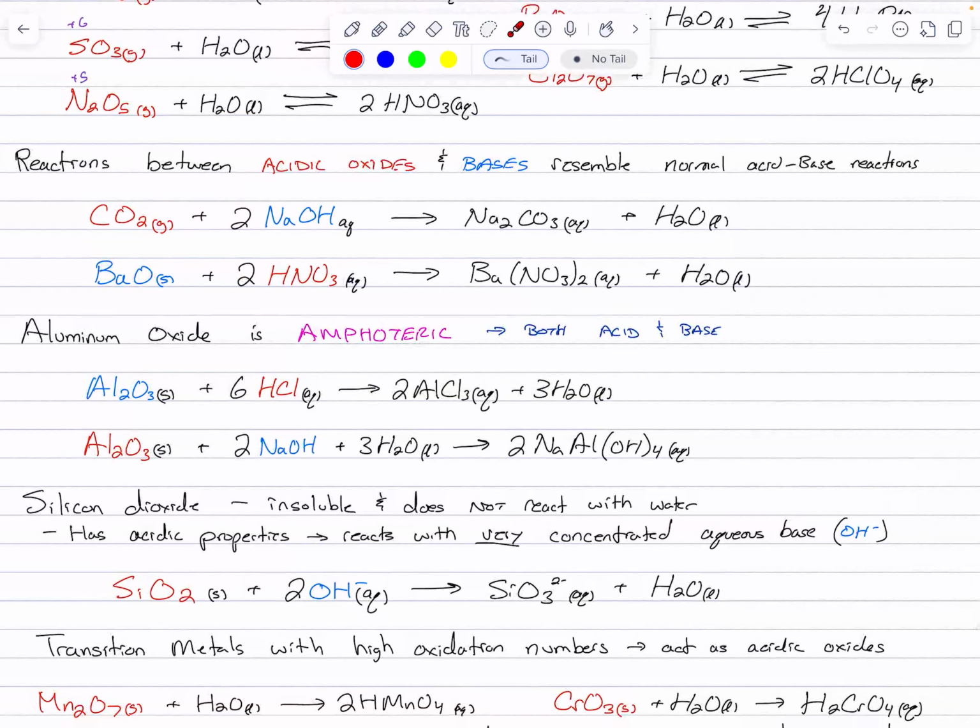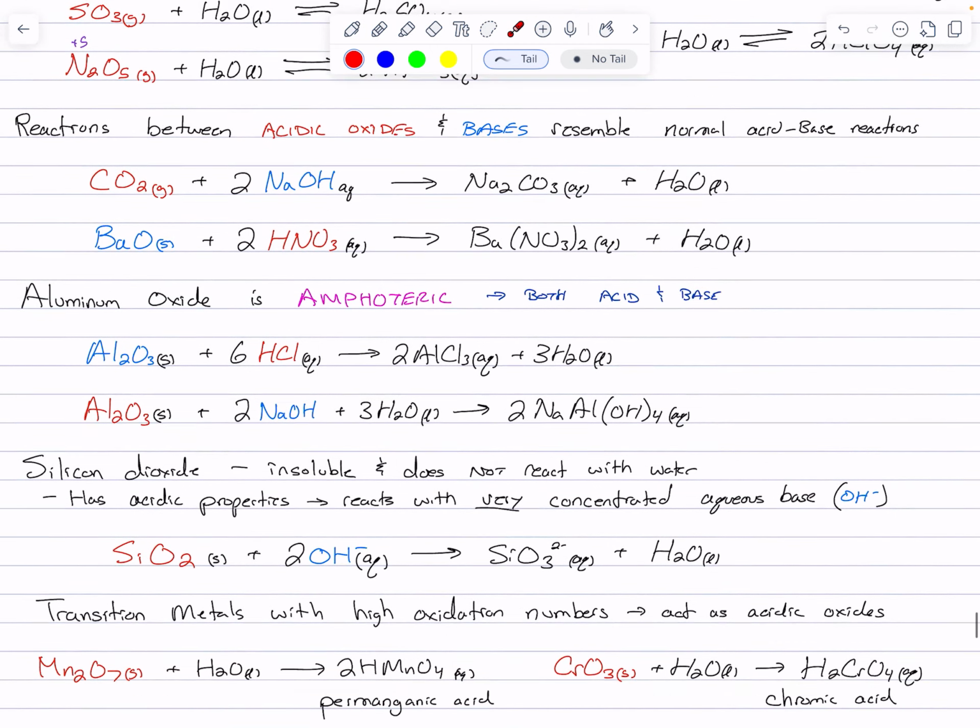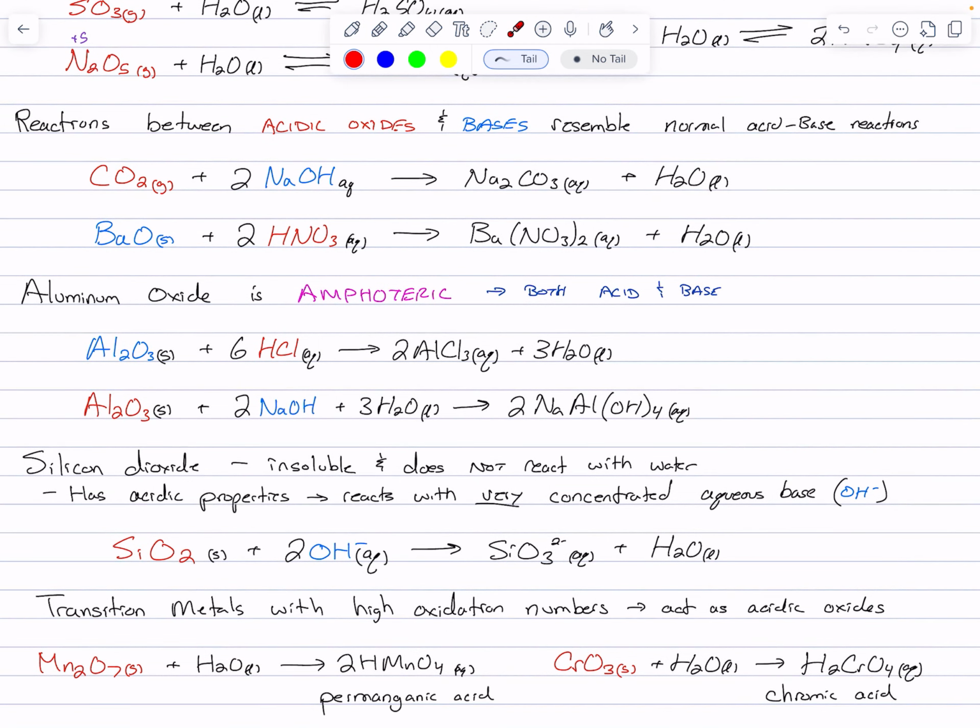Now, silicon dioxide is insoluble, which makes sense. Sand is pretty much insoluble. However, with very concentrated hydroxide solutions, it will react with a base and be an acid. It can have acidic properties. This is why, when you have concentrated sodium hydroxide or potassium hydroxide, we don't put glass in the base bath.